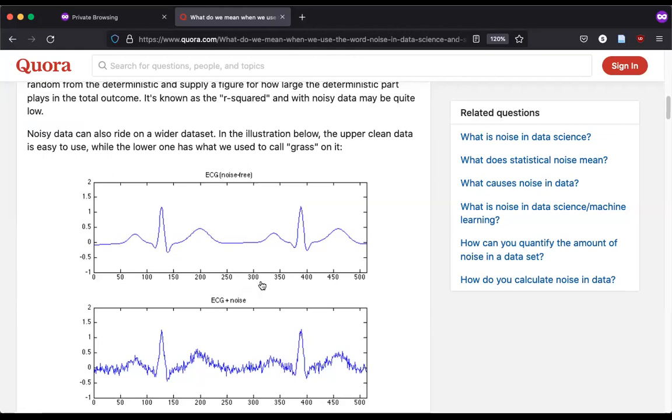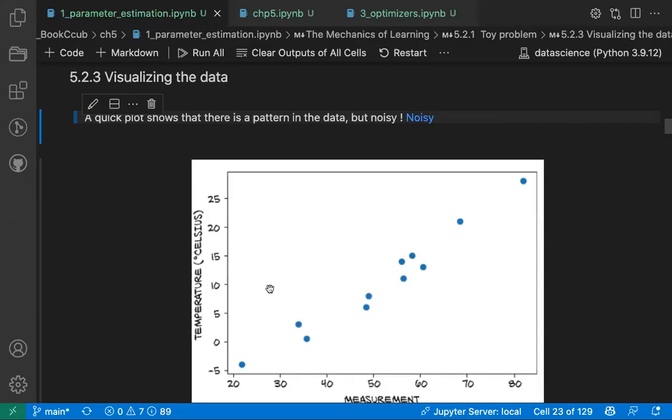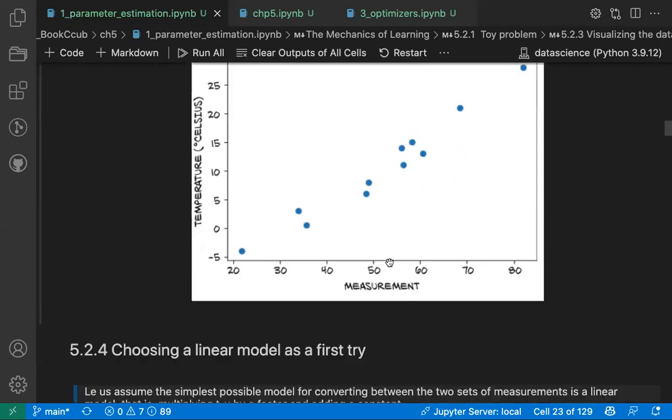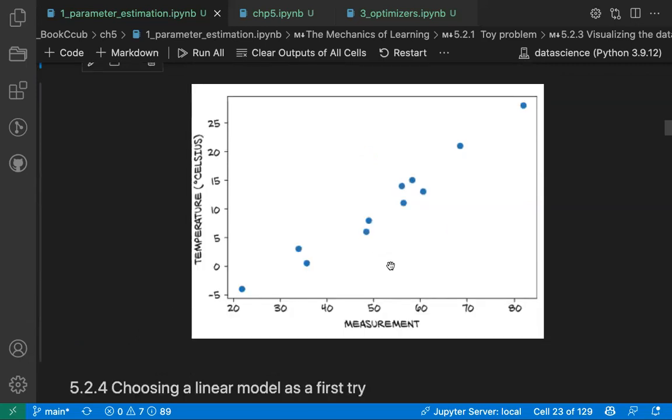So the natural measurement of data is noisy. We can see that this is our noisy data. Now we think that we can model the relationship between the measurement and the temperature in Celsius. We can model the relationship using maybe a linear model, right? Because, remembering our linear stuff, we can model this with a linear model.